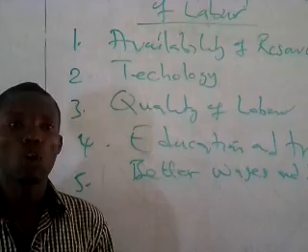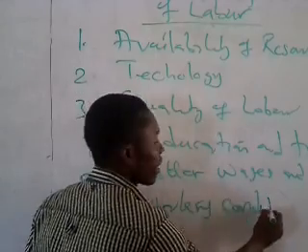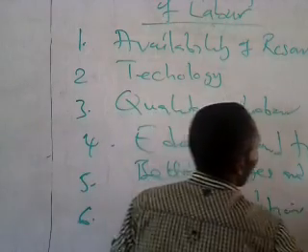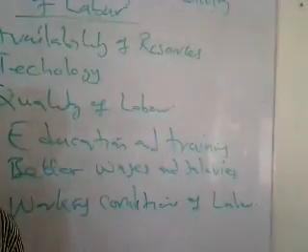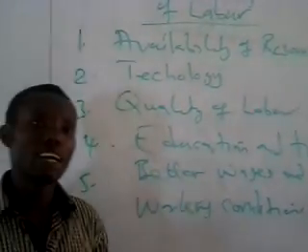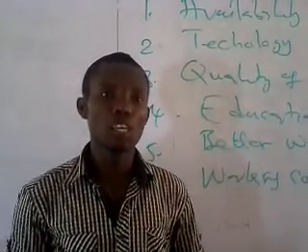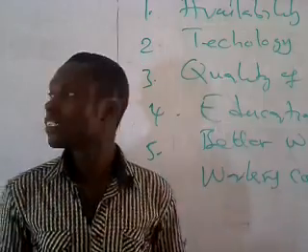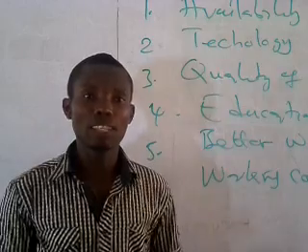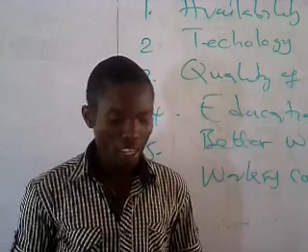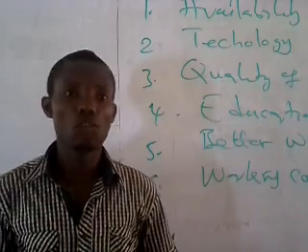The last one I will talk about is working conditions of labor. When labor works under favorable working conditions like proper ventilation, free canteen, health facilities, it increases the productivity of labor. But when there are poor working conditions, it affects the productivity of labor. So with this, we have gotten to know all those factors affecting productivity of labor.